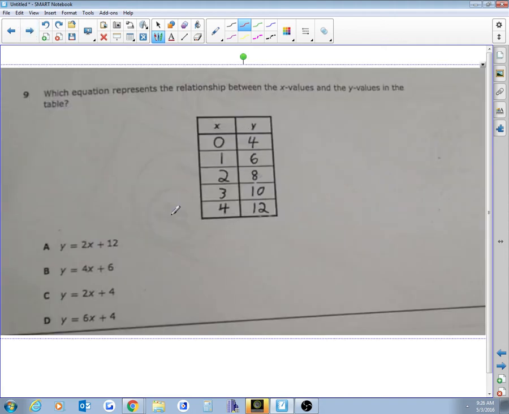Next one, we know when x is 0, y is 4. So these two are out because 2 times 0 is 0 plus 4, y is going to equal 4. So it's got to be between C and D. So let's go to the next one. 2 times 1 is 2. 2 plus 4 is 6. Yep, that works for the second set of numbers. 2 times 2 is 4. 4 plus 4 is 8. Yep, that works for this third set of numbers. 3 times 2 is 6. 6 plus 4 is 10. Yep, this works for all of them.